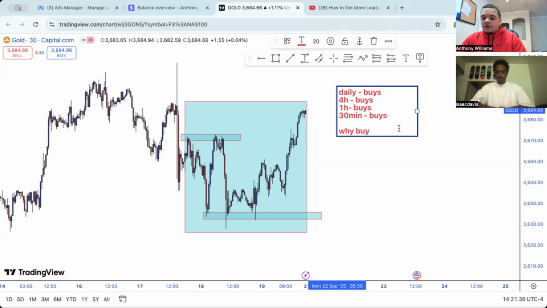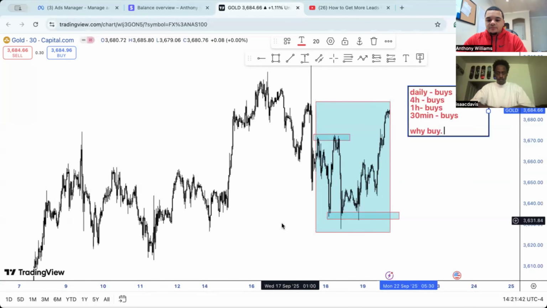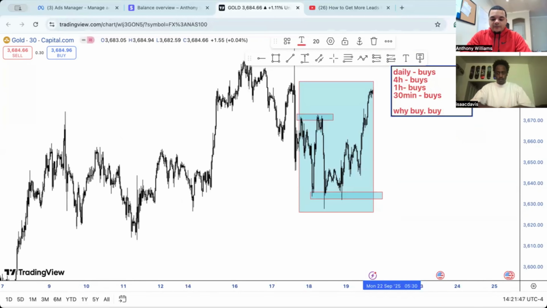All right, why am I even taking the trade? This is the part we're at. Why buy? Because we have buy pressure on all four. We can see that we've been buying for a long time. So we're just going to put buy pressure.